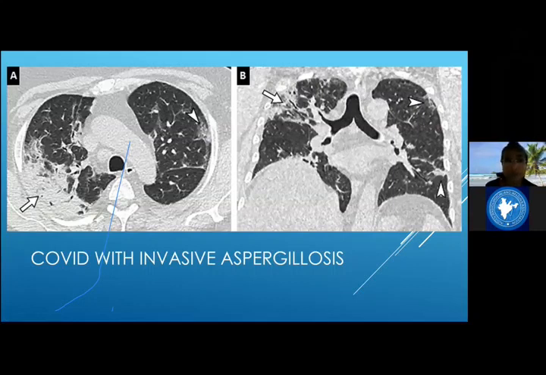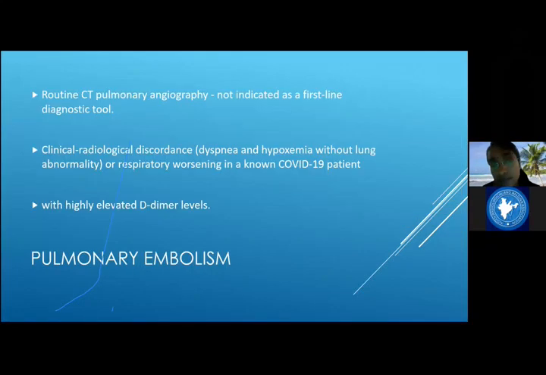And now comes the most common complication that we are facing nowadays, that is pulmonary embolism. Previously, this complication was unknown, and we used to think that most of the patients' mortality was mainly due to ARDS. But now pulmonary embolism is very, very common. But we don't do a routine CT pulmonary angiogram if not indicated.